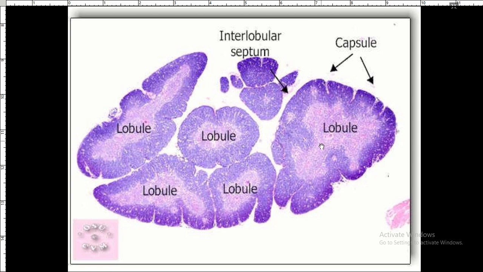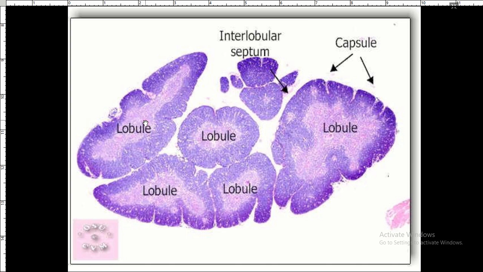The medulla is central and lightly stained because it contains fewer but larger mature lymphocytes. And inside this medulla, you have something that is unique to the thymus. That is what you call Hassall corpuscles.